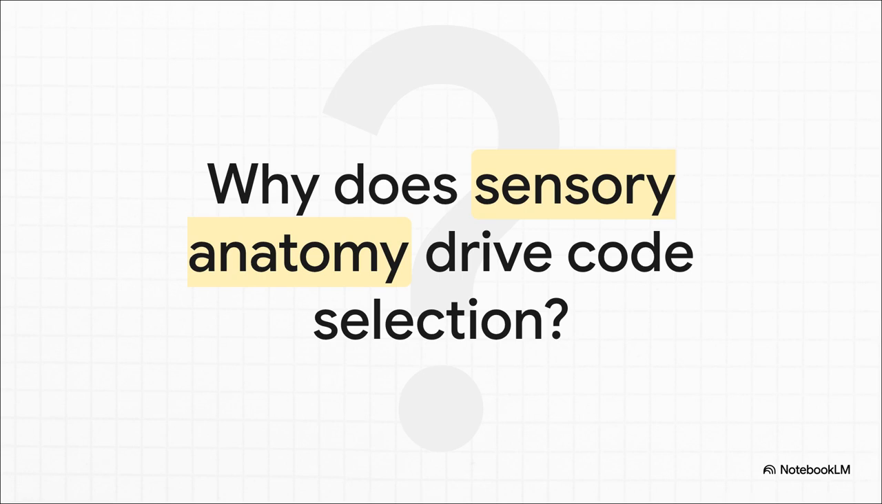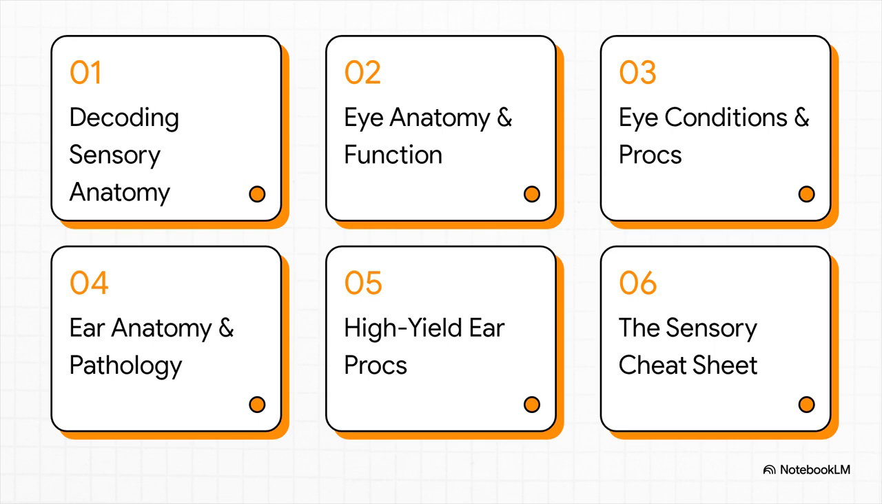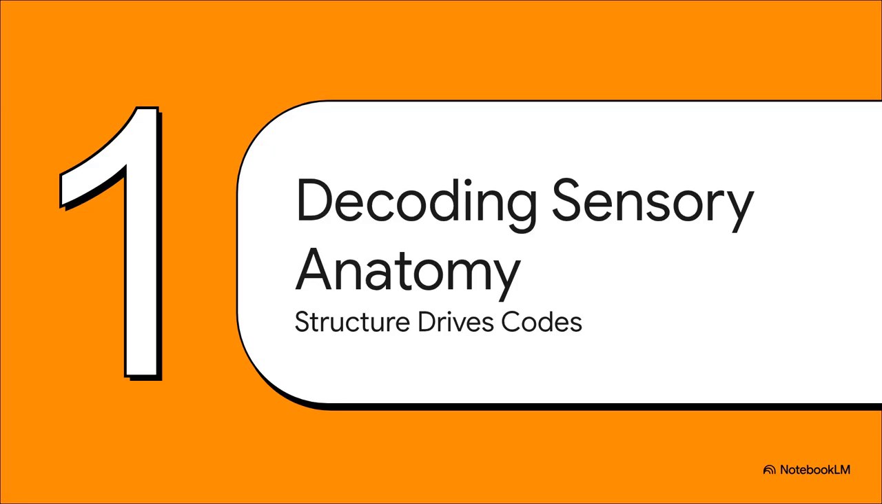It's really that simple. Here is our quick agenda for today. We'll be covering decoding sensory anatomy, eye anatomy and function, eye conditions and procedures, ear anatomy and pathologies, high-yield ear procedures, and finally, the sensory cheat sheet. Let's kick things off with Section 1, Decoding Sensory Anatomy.